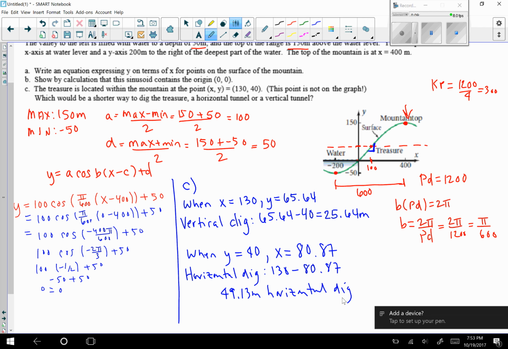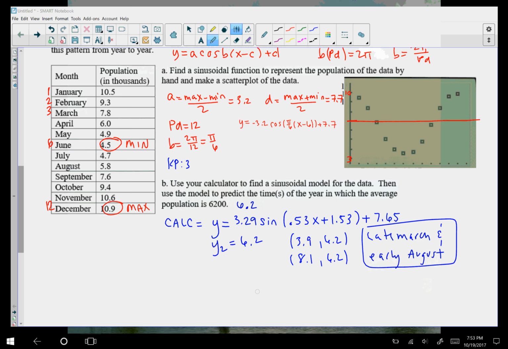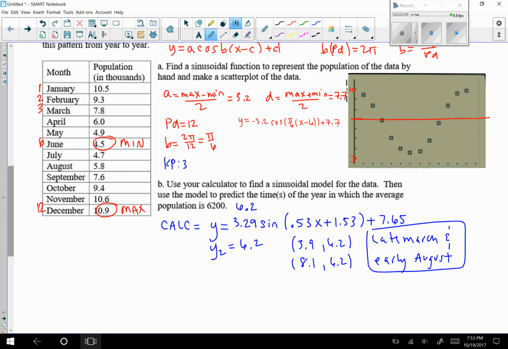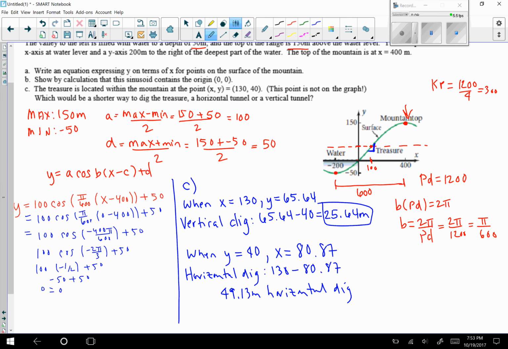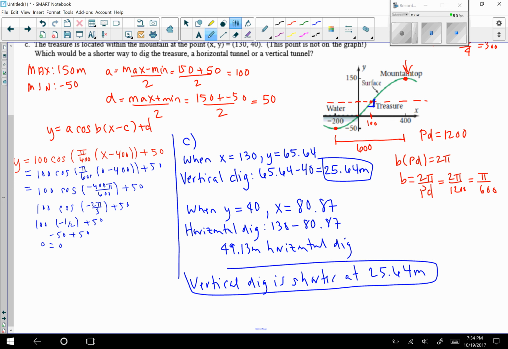So of course that means that the vertical dig is shorter at 25 meters. And so again, if you look at your calculator, that means that this distance from here to here is shorter than this distance from here to here. So that means that we would want to do the vertical dig. So my answer for this, it says which would be the shorter dig, horizontal or vertical. So the vertical dig is shorter. That's 25.64 meters. So if I'm looking for my buried treasure in the mountain, we're going to do the vertical dig.